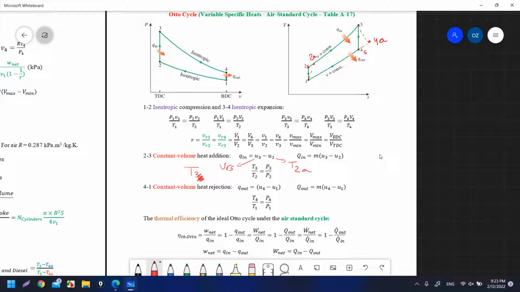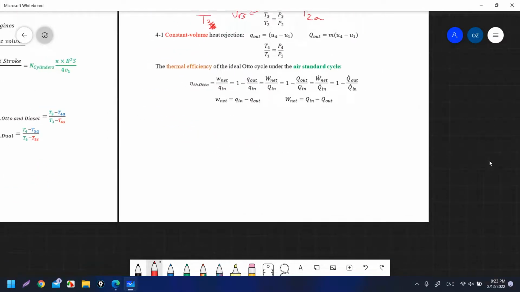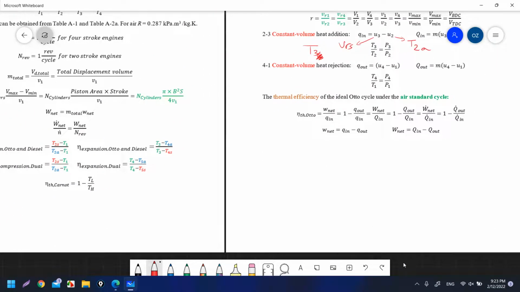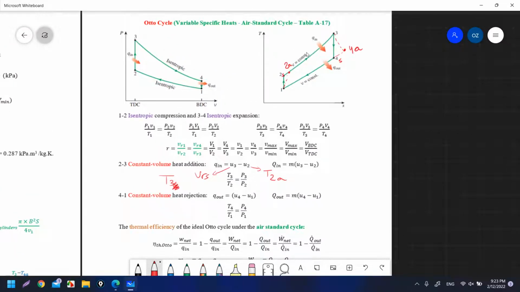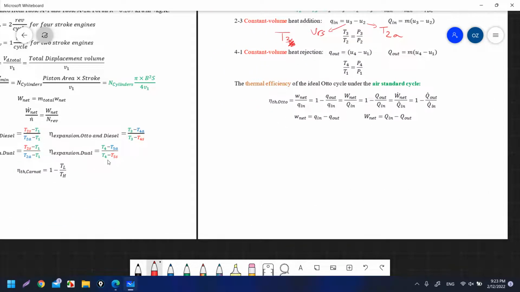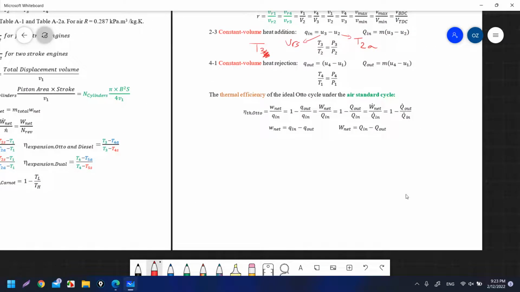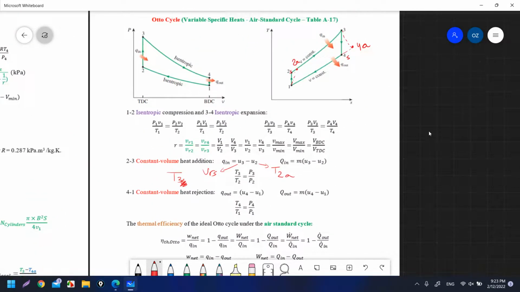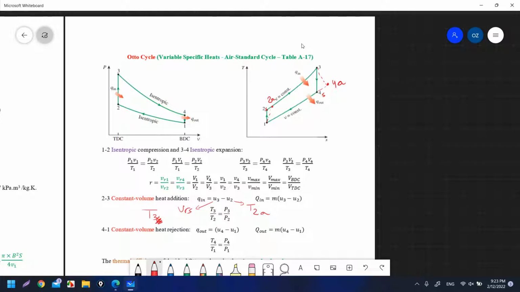So T2A, how can I find T2A? I know I have the isentropic relation, but how can I find T2S? I don't have any other option than using table A17. After using table A17, I can use the isentropic relation and find T2A. After I find T2A, I will go again to table A17 with T2A. So I will use table A17 two times at state 2 to find T2S, then I can find T2A using the isentropic relation for compression.